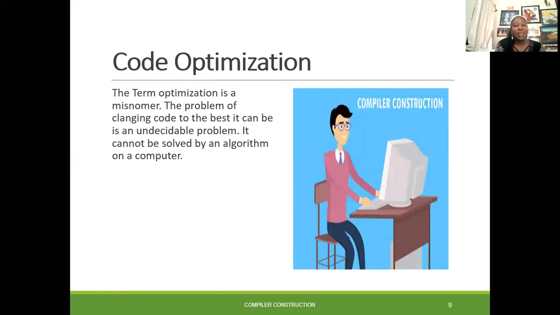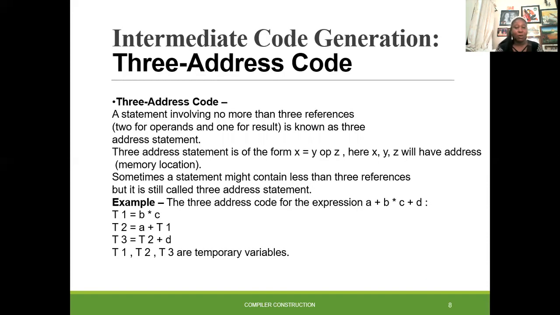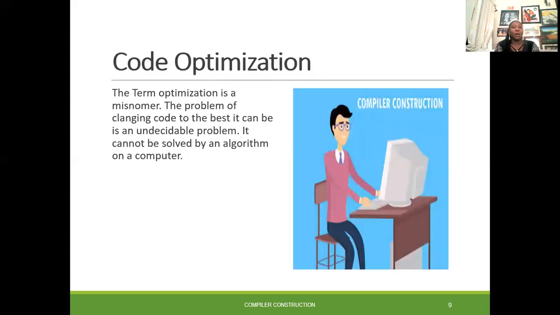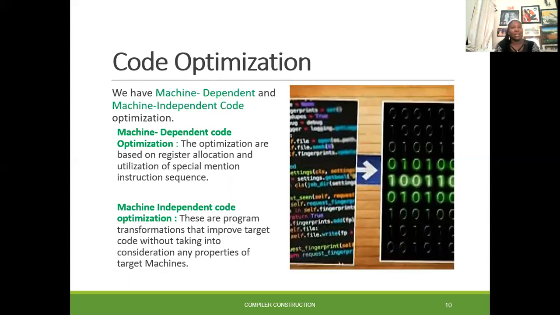Beautiful. Now, at the end of intermediate code generation, where we have seen 3 different ways that can be done, we actually have to think of optimizing code. Someone says, I think his name is Shah, he wrote a book, Compiler Construction and Advanced Course. He actually says that calling this code optimization is a misnomer. Why? Because it's an undecidable problem. It cannot be solved by an algorithm on a computer. But be that as it may, we always attempt to optimize.